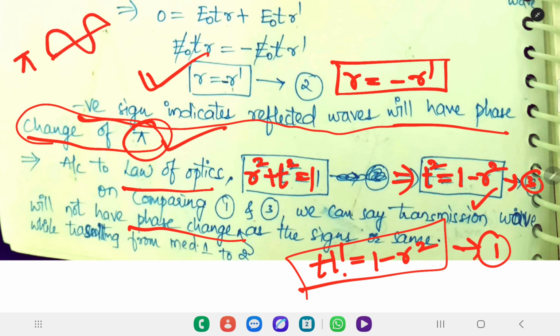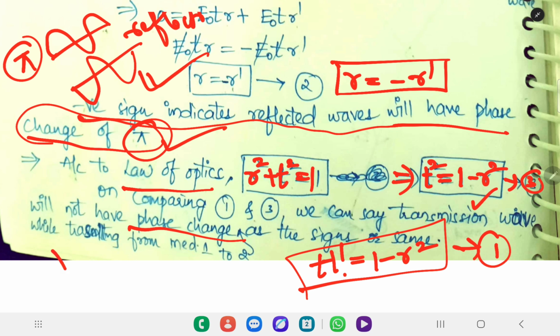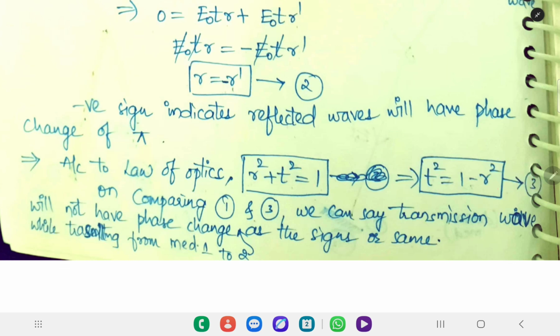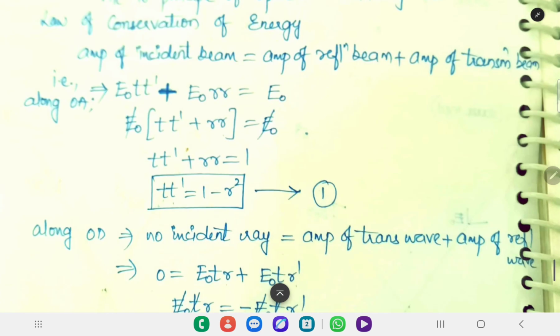If it is like this, after reflecting it will become like this, so there is a phase difference of pi during reflection only, not during transmission. During transmission there is no phase change; only during reflection there will be a phase change. This is also called Stokes theorem in waves. I hope you understood.